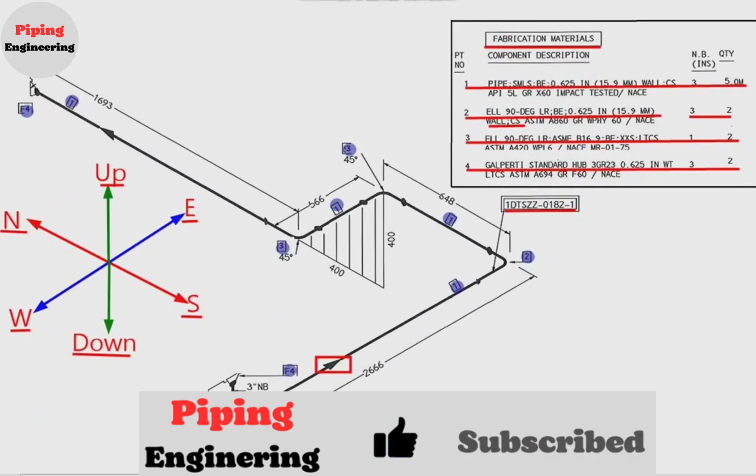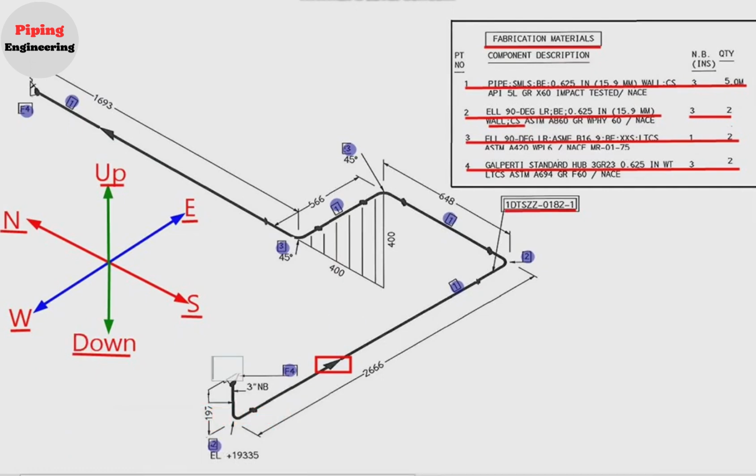We will start reading the piping isometric from this point because the direction of the arrow on the pipe drawing is in this direction. The pipe travels from this point downward. Then the pipeline travels to the east direction. Then the pipeline travels to the north direction. When reading the drawing, you need to pay attention to the directions.